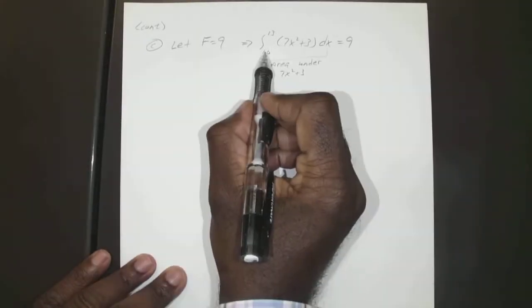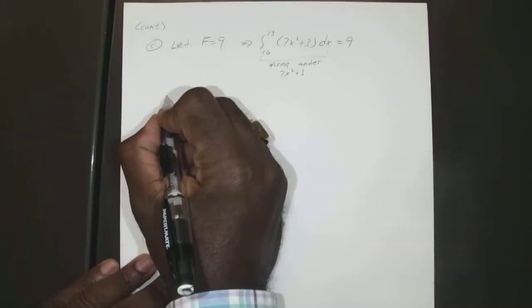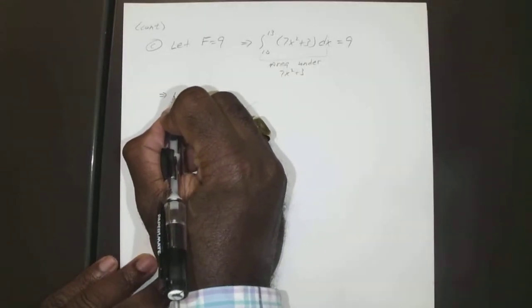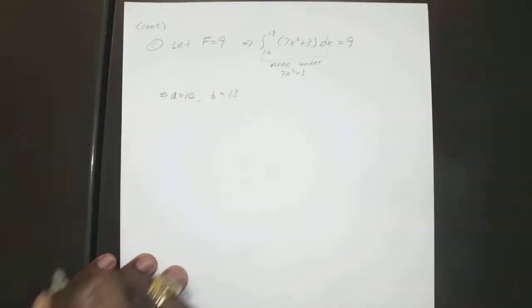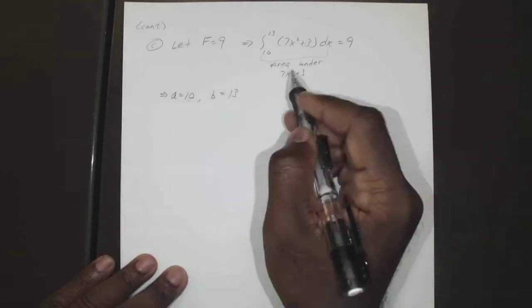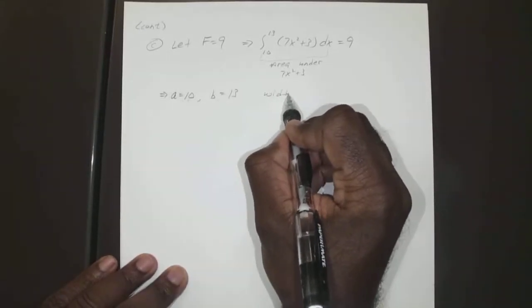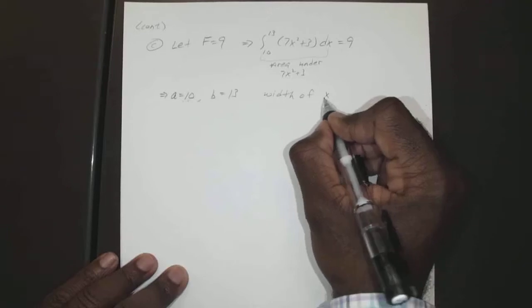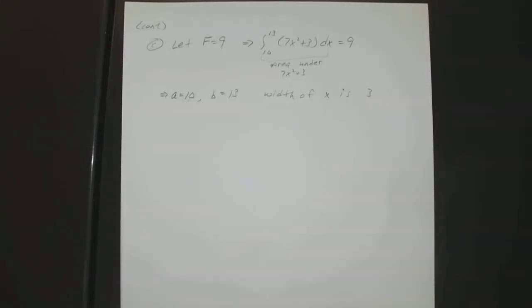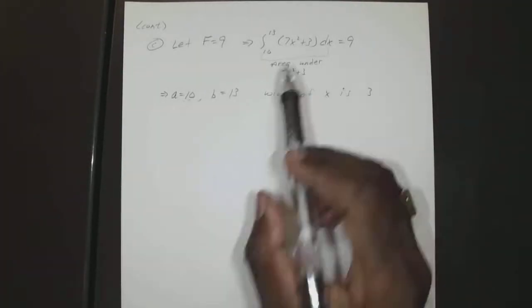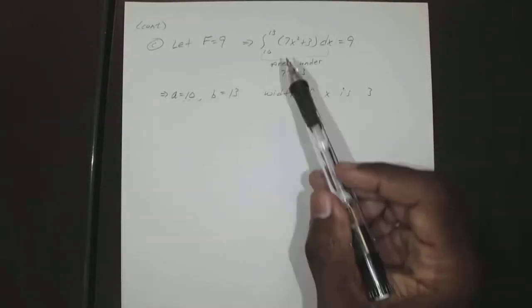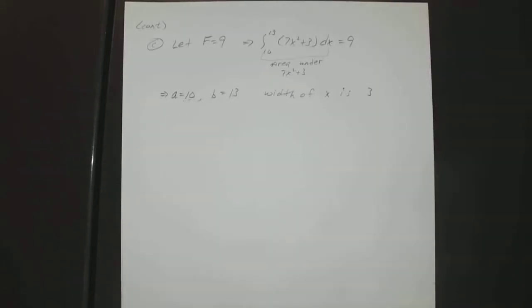Okay, so we know that we're going from 10 to 13. So we have our A equals 10, and our B is 13. That means the length of x is 3, just going from 10 to 13. The width or length? You just said length. Width. Okay. Yep.